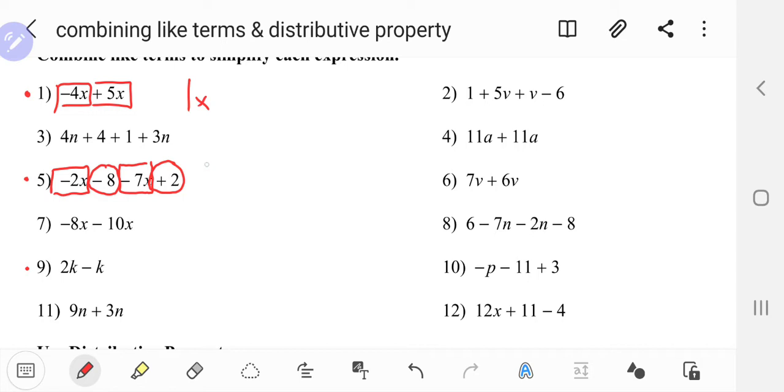So I'm going to combine the boxes. That's negative 2x minus 7x. All right? So that's going to be negative 9x.